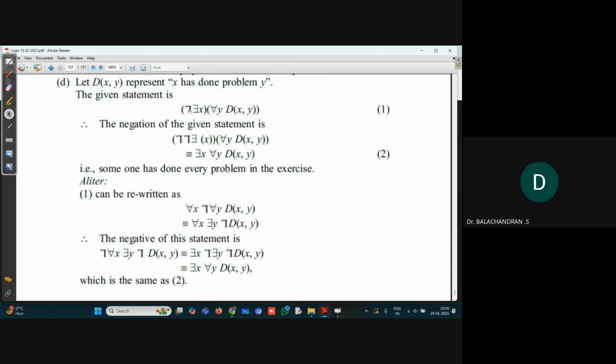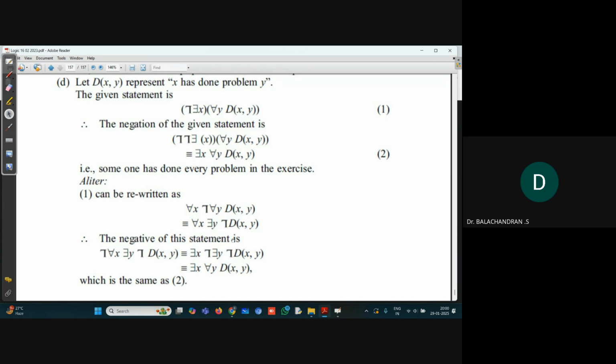Aliter is they will take negation inside. There exists changes into what? Every, and then you have this negation here. Negation of what? Every y. If you take the negation directly from here to here, this there exists is changed into every, and this every is changed into there exists. So that's the meaning. I'll take this negation directly to this D. That means for every x and there exists y, negation of D of x comma y.